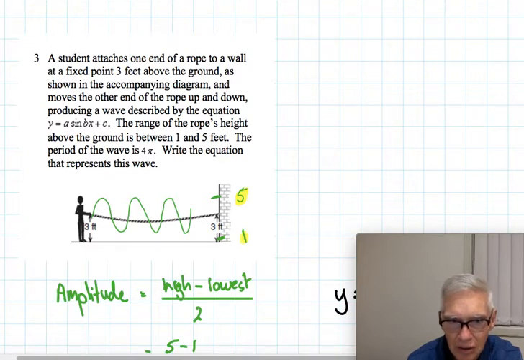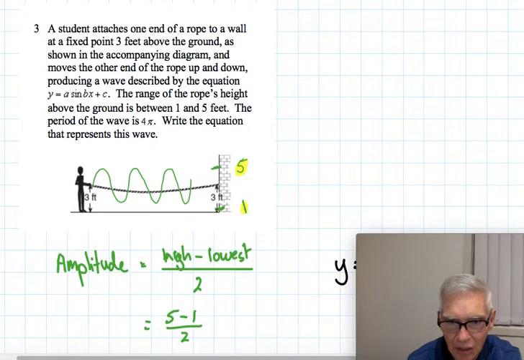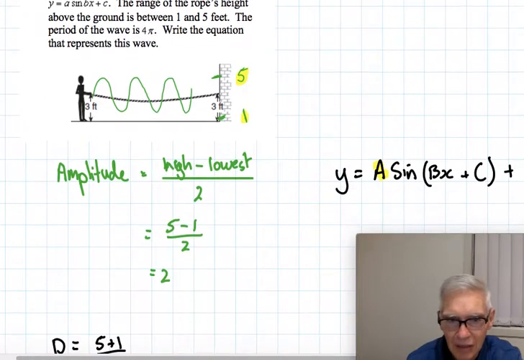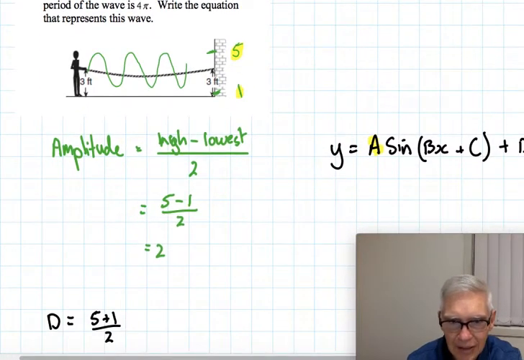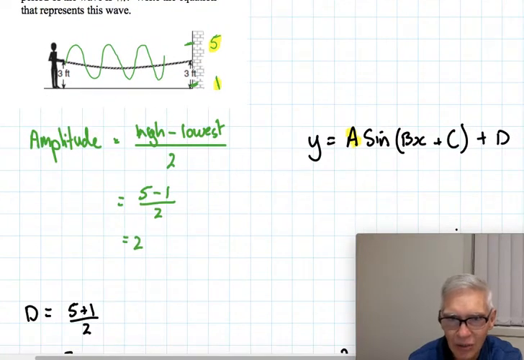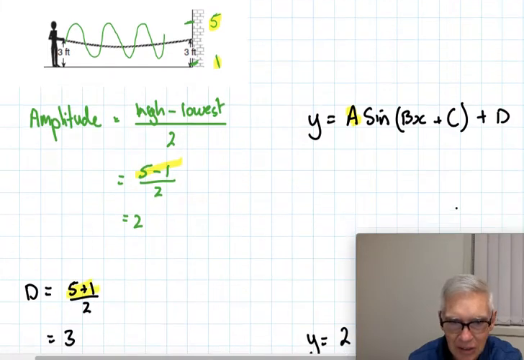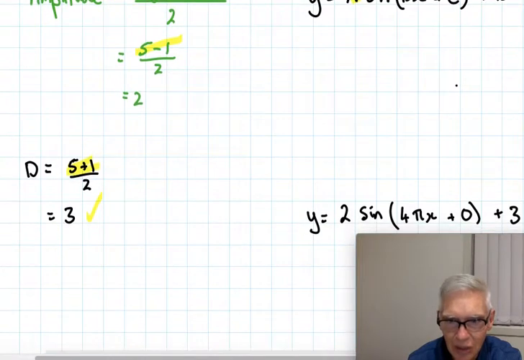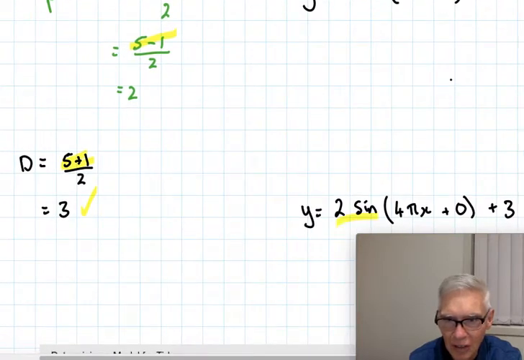So for the amplitude, the distance up and down, we go highest minus lowest divided by 2. So 5 minus 1 divided by 2, that's 4, divided by 2 is 2. So the first part, the A, is going to be 2. Then we'll have a look at the next bit. The 5 plus 1, this is for the D, this is the height. Well, we can obviously see it's 3 feet above, so it's going to be 3, but let's work it out. We did 5 minus 1 for the amplitude, now we do 5 plus 1 for the D value. 5 plus 1 is 6, 6 divided by 2 is 3, and that gives you our D value. So we can then write our equation as y equals 2 sine of something plus 3.